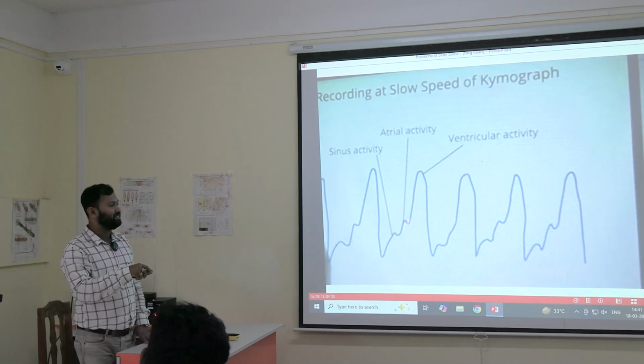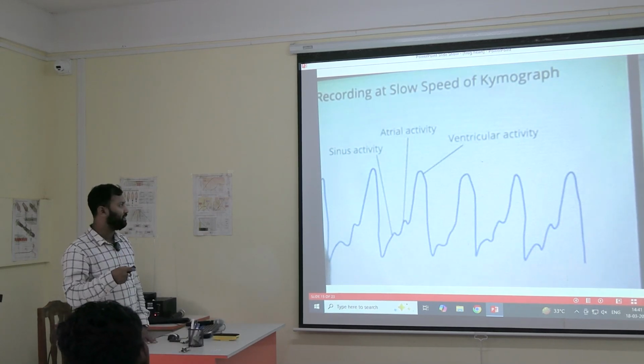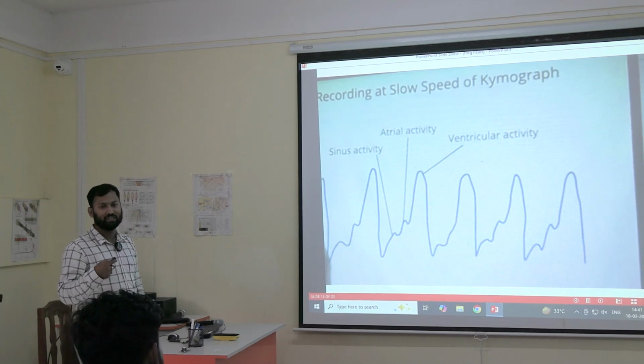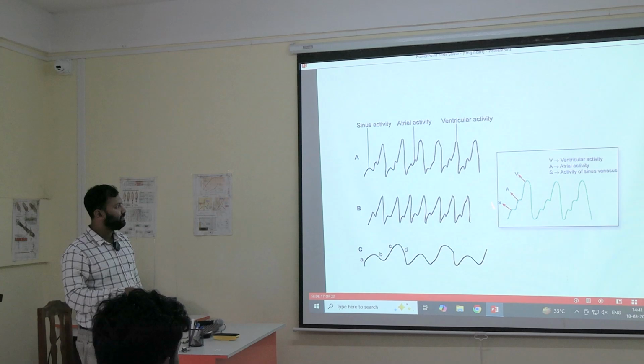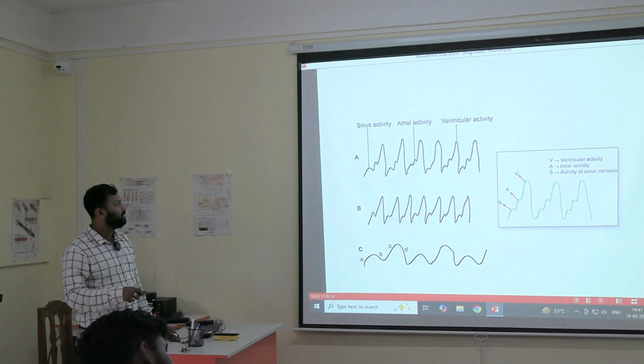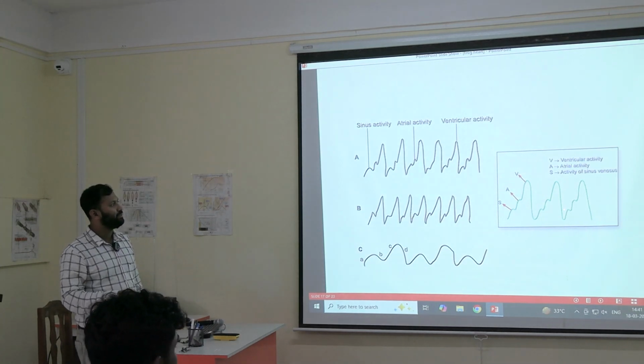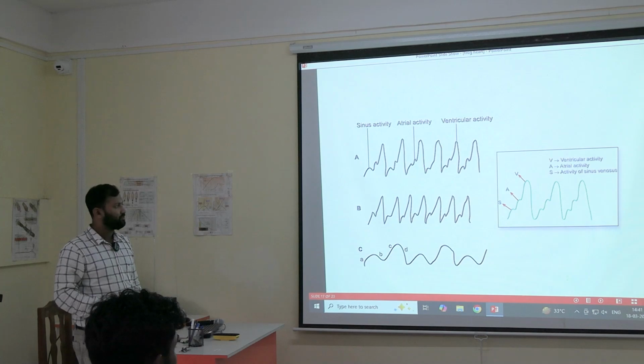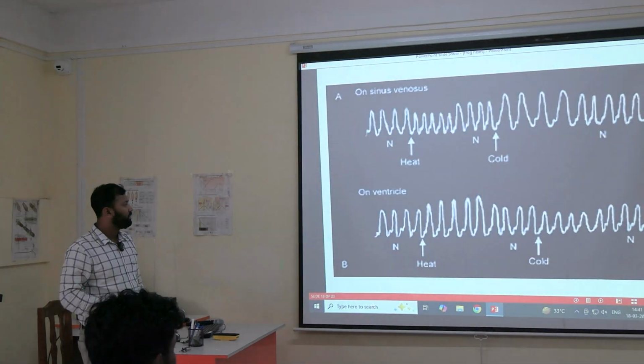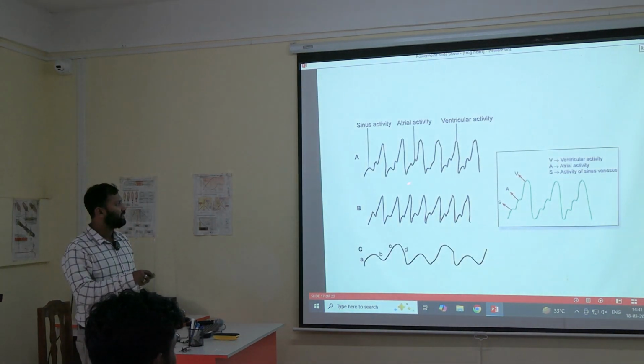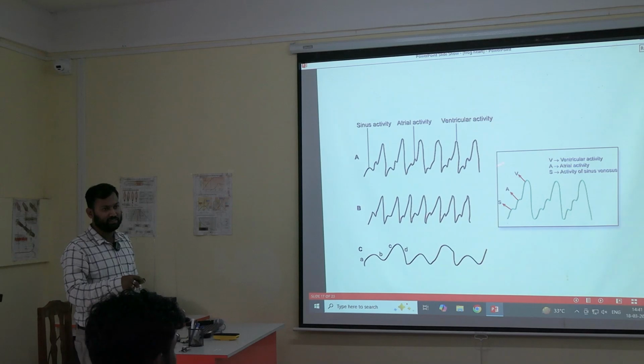And simultaneously you can see that the more the muscle, or the part of the heart, that is producing the activity, the higher the graph is. So again, this one is highlighted. This one is the ventricular activity, atrial activity, and activity of sinus venosus. Now we have seen what the normal cardiogram is like.